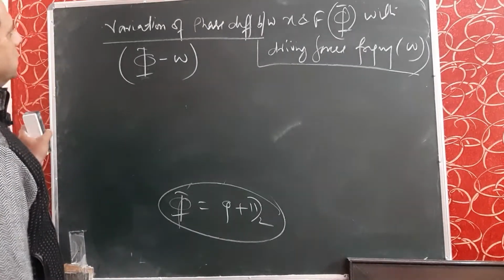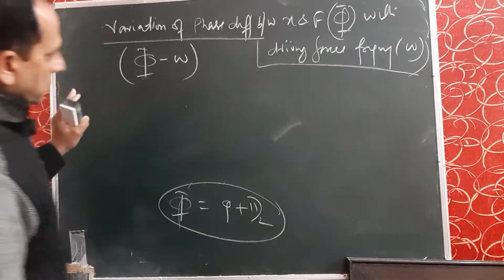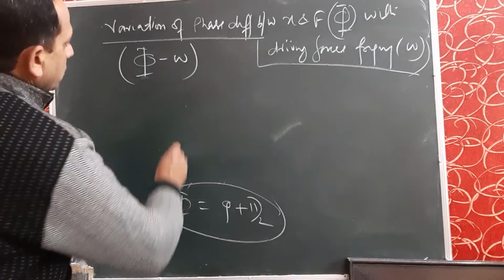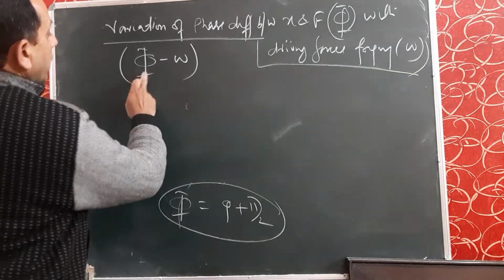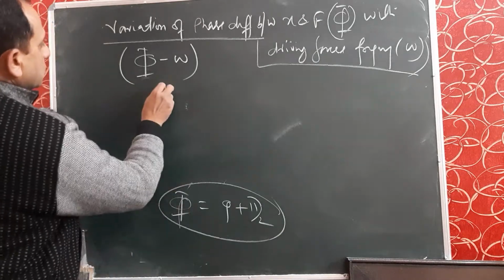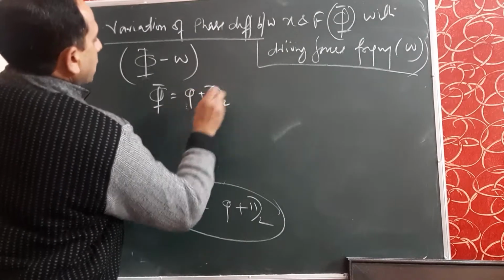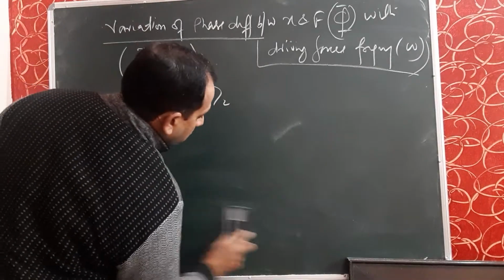So, we will show the variation by a graph. We will plot a graph between phi and omega. So, what is phi? Capital Phi is small phi plus pi by 2, or 90 degree.